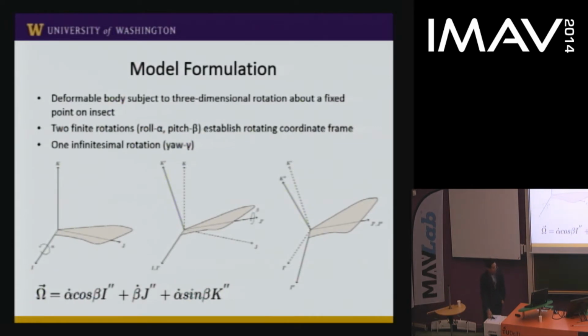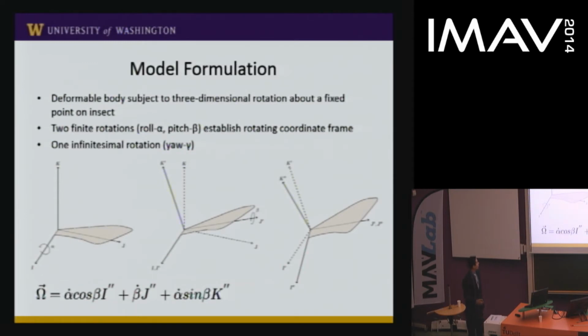So now that I've spoken about the motivation behind this research, I'd like to talk about how the model was formulated. The first thing that we've done is basically treat the insect wing as a deformable body subject to three-dimensional rotation about a fixed point on the insect's body. And this is really where the forewing meets the body, as you can see here. And so we've established two finite rotations, roll, which we've called alpha, and pitch, which we call beta, to establish a rotating reference frame that rotates with the dominant rotations of this wing.